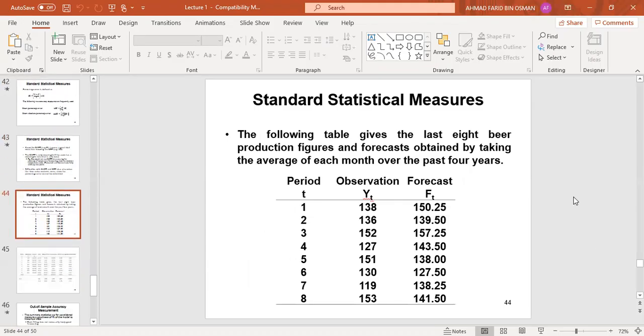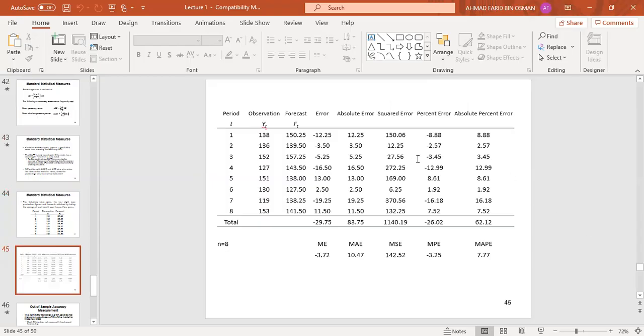The following table gives the last 8 beer production figures and the forecasts obtained by taking the average of each month over the past 4 years. So in this example, we have the data, and then we use a technique to compute the forecast, and then we can compute the accuracy measures. For example, you take the difference between the actual and forecast value and you get your error. You compute the average of the errors, so you get the mean error.